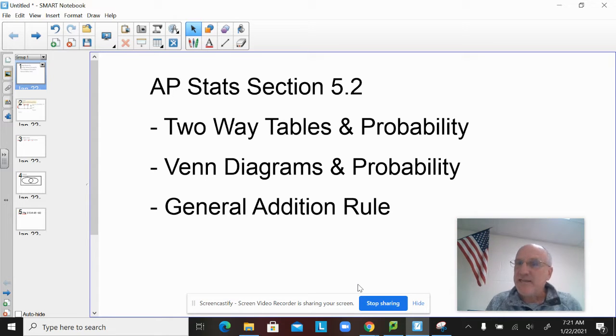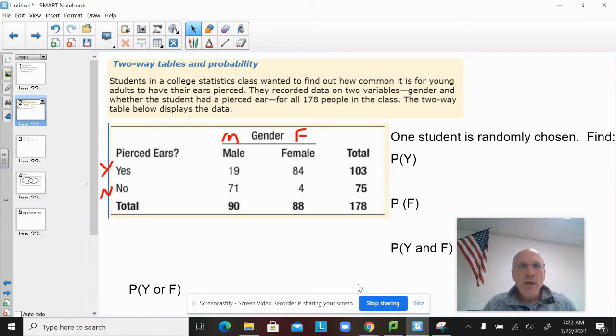So let's look at an example. We're actually going to use this example first as a two-way table and talk about probability. Then we're going to take the same information and display it in a Venn diagram, because it really could be displayed in either form. All right, so it says students in a college statistics class wanted to find out how common it is for young adults to have their ears pierced.